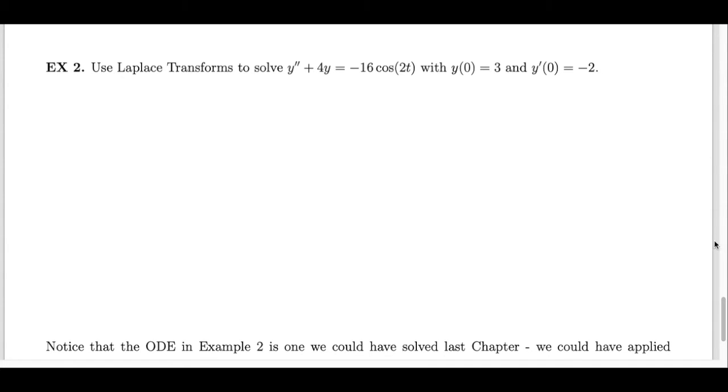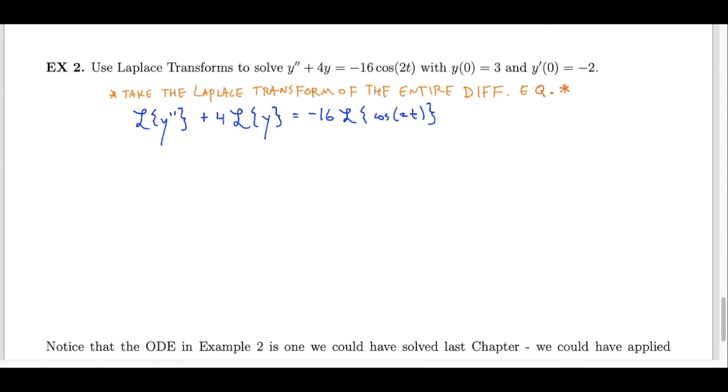So in example 2, I'm presented with this differential equation, y double prime plus 4y equals negative 16 cos of 2t, and I'm given initial conditions. What I would like to do is take the Laplace transform of the entire equation. I know that I can take the transform of the individual terms, and we have formulas or methods to evaluate the Laplace transform of each of these terms. Remember that for the unknown function over here on the left, I'll write the Laplace transform simply as capital Y because I can't provide any more detail than that. And we do have a formula that shows us how to take the transform of the second derivative of an unknown function.